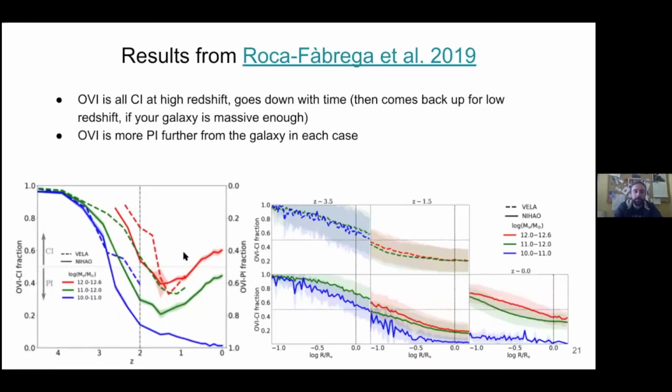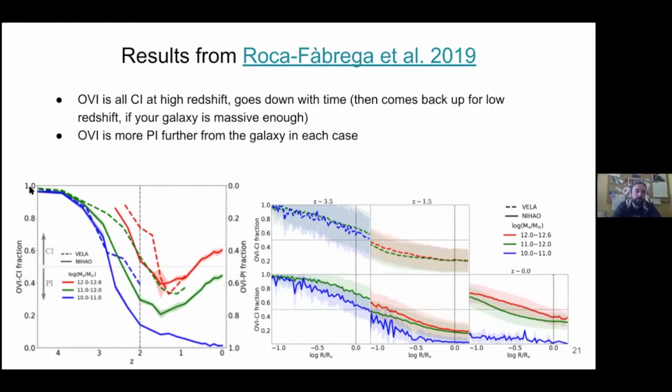So what happens when we actually look more closely? Or actually, before we get to that, sorry. We're following up with that other paper that I mentioned before, Roca-Fàbrega 2019, where we found 2 major results from that previous definition of CI and PI. Oxygen 6 is all collisionally ionized at high redshift, and it goes down with time. So that's what we're showing in this graph, with z decreasing to 0. You have your CI fraction of all of the mass of oxygen 6. It starts out all collisional because there's no photoionizing radiation. It goes down, and then it goes to 0 for low mass galaxies, and then it starts to go back up for high mass galaxies. And what that means is that it's getting hotter. So it used to be mostly cool, and now it's mostly hot.